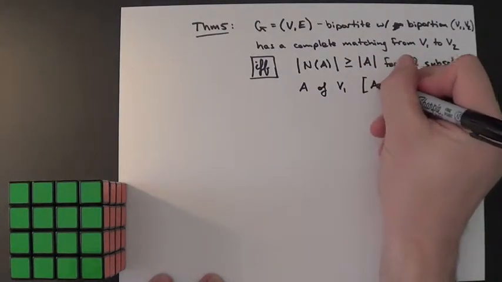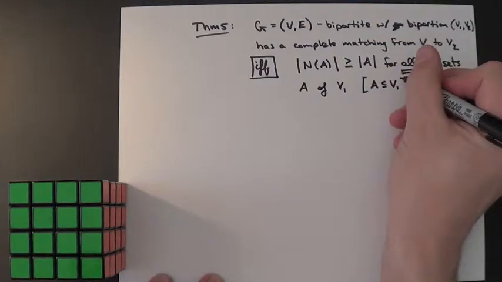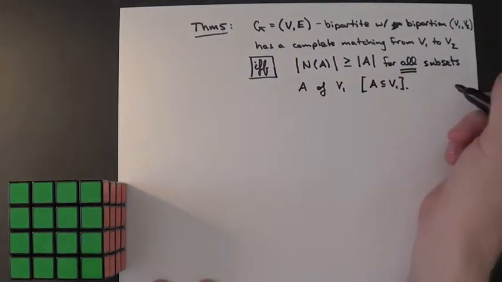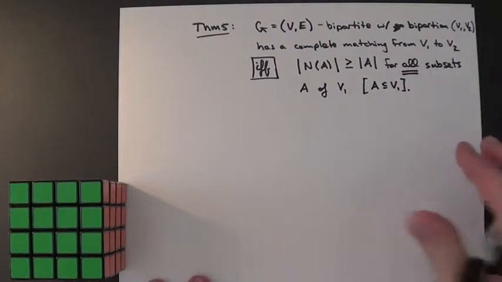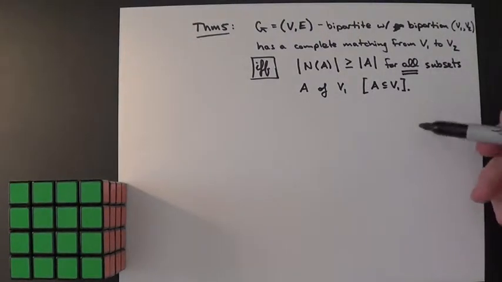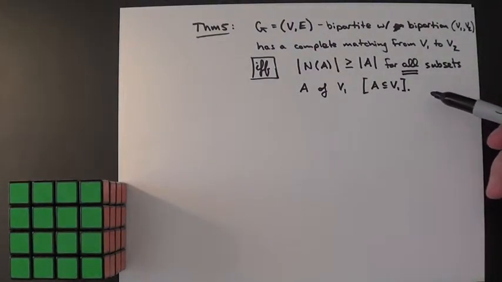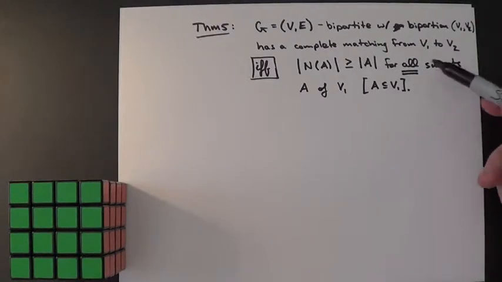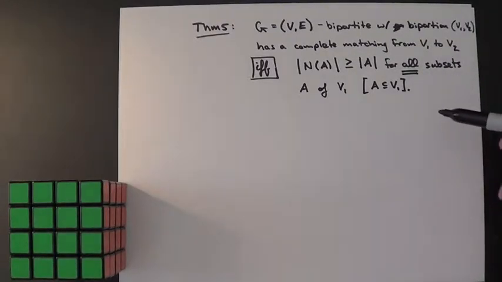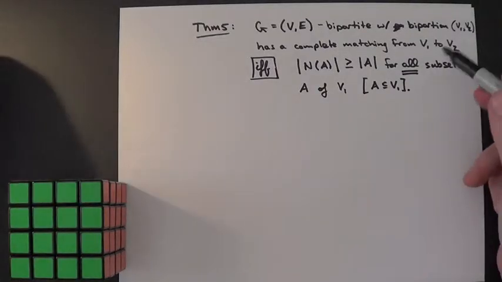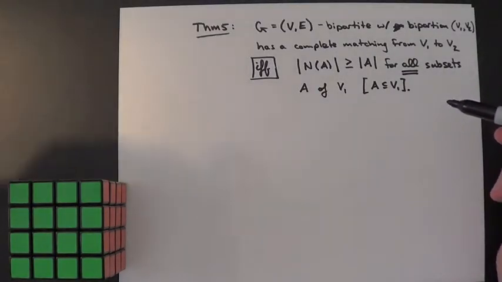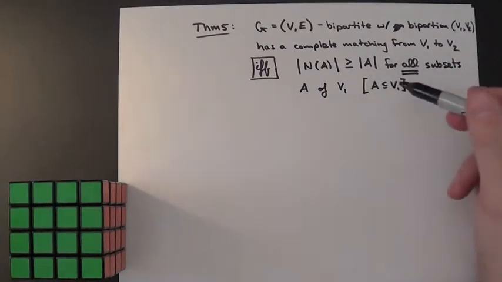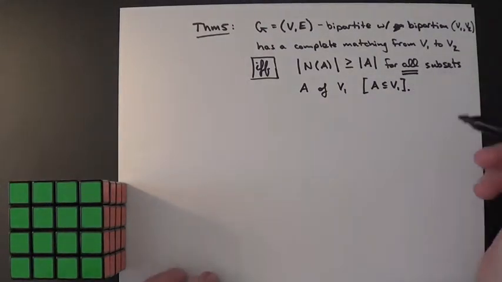That is, A is a subset of V1. Okay. Of course, V2 could be used as well, but we don't need for both V1 and V2 to be true. We only need for one of them to be true. I believe, not confident, but I believe if one is true, then so too will the other one. So we need for this to be true in order for us to have a complete matching.